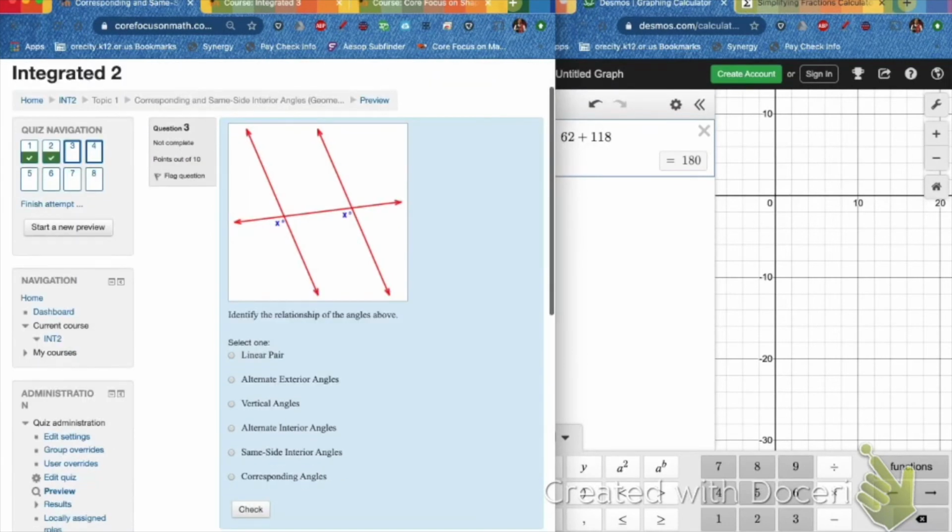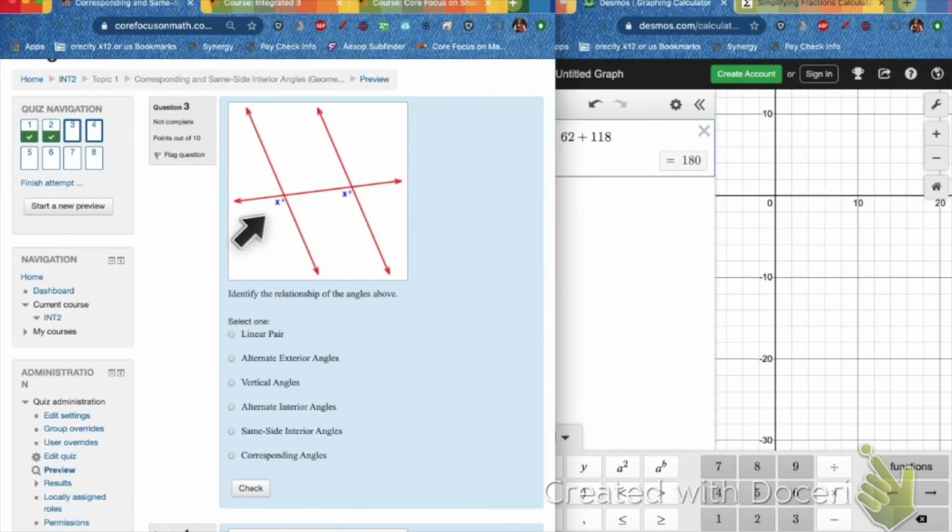And once again, we have a situation where we have an angle on the outside, the exterior of our parallel lines. It's on the bottom of our transversal. And then it just slides over and is the same angle. And if we slide, we are corresponding.